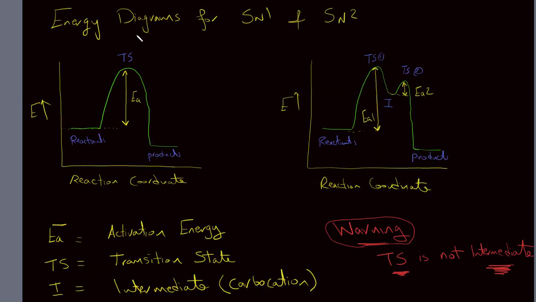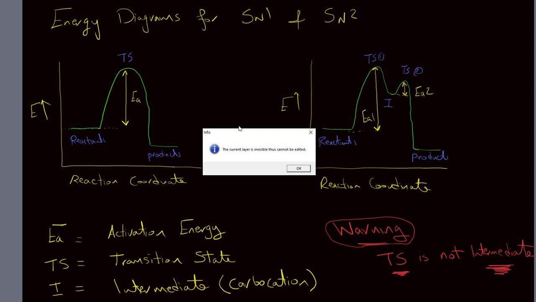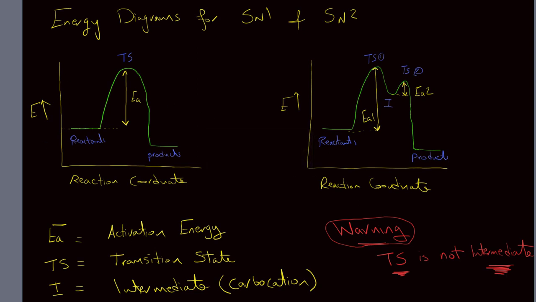Let's now compare energy diagrams for both SN1 and SN2. Sorry, for SN2, this is how the energy diagram looks. This is for SN2. It's a one-step reaction. Everything happens in one go. Reactants are here. Then you have activation energy to get to the transition state, no intermediates, then you go to products. You have the reaction coordinate and you have the energy here.